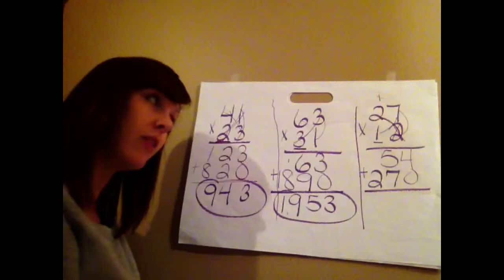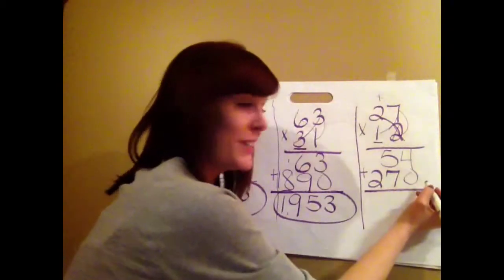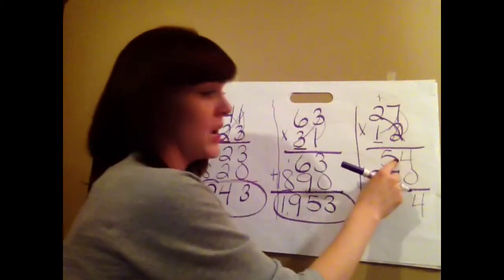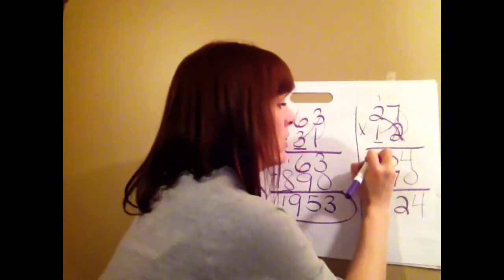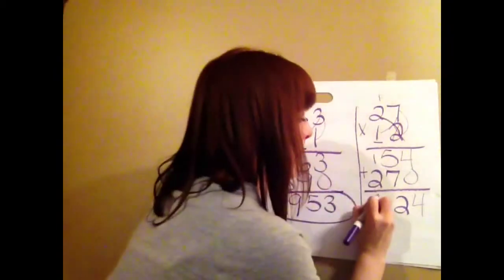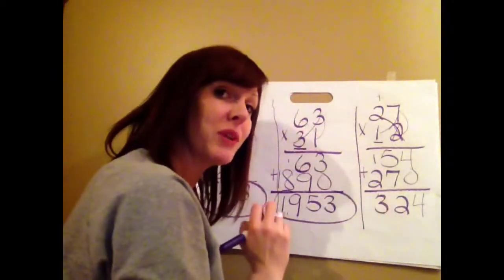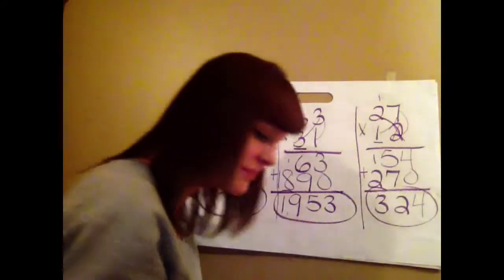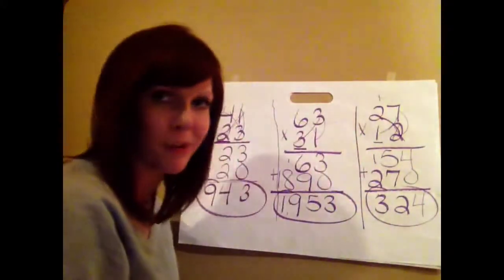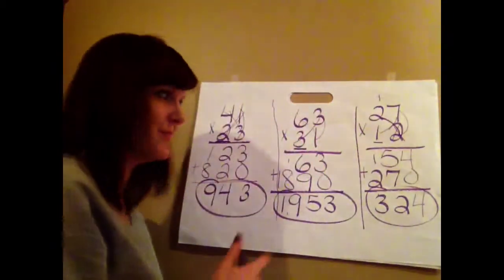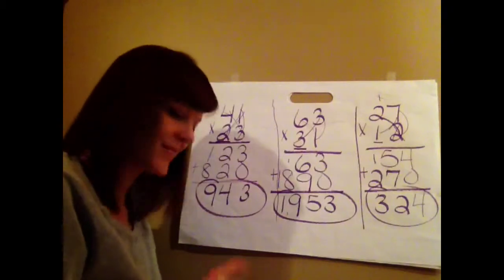I'm going to add those together. 4 plus 0. 7 plus 5. 1 plus 2. 3. So my answer is 324. Let's check ourselves. Oh, number 3 doesn't give you any. Number 3 just asks you to solve it. So, we're good. All right.